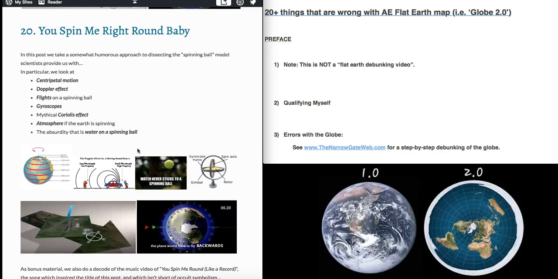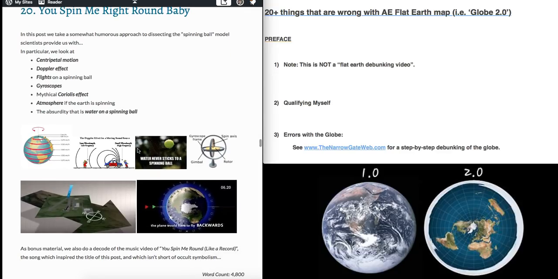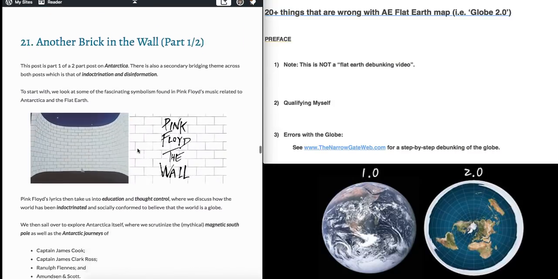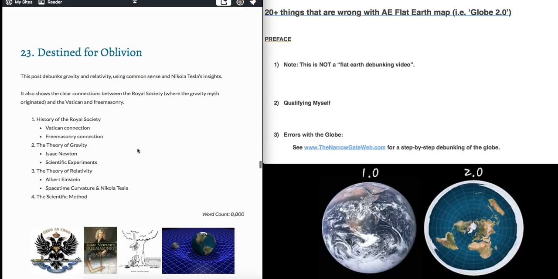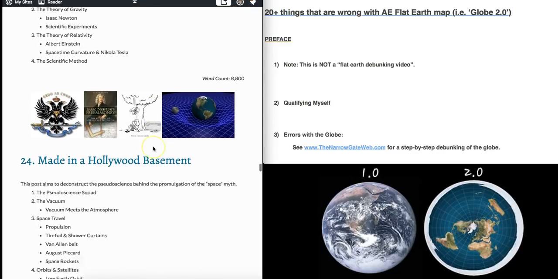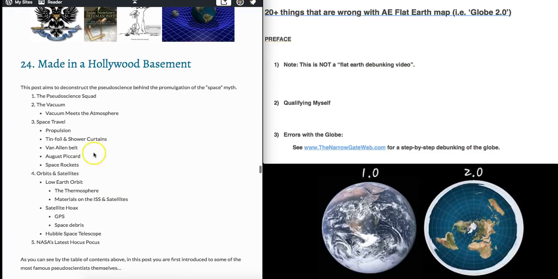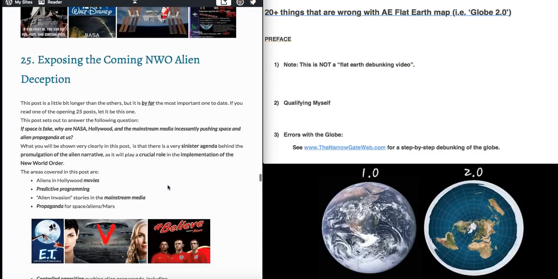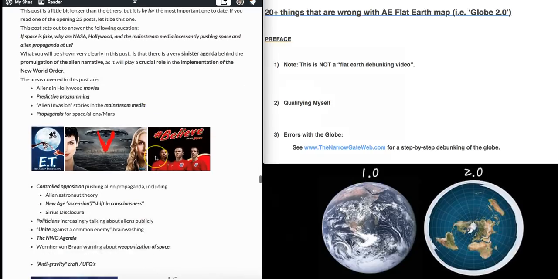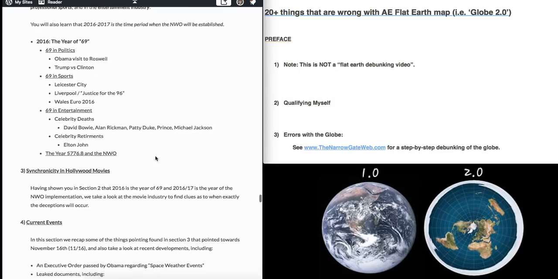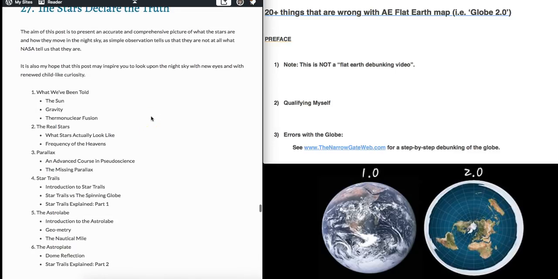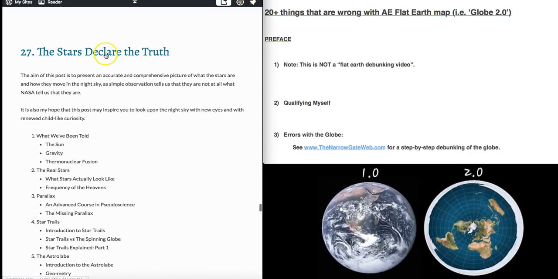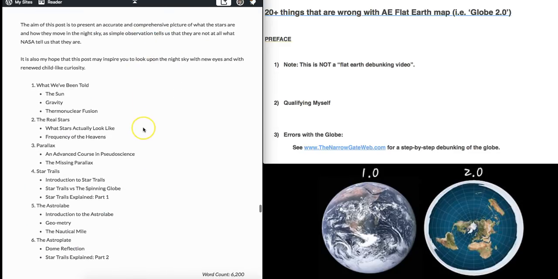Also showed what's wrong with the spinning ball. Antarctica, I covered that a lot in 2 posts, flights as well. Debunked gravity and relativity in this post, and also the space lie in this post here. Covered the alien deception a little bit, that's another story. Went into geometry and synchronicity, and lastly covered the stars as well. So that's just to qualify. I mean, I am familiar with the circle model. You can check out my blog post here, just follow the links here.